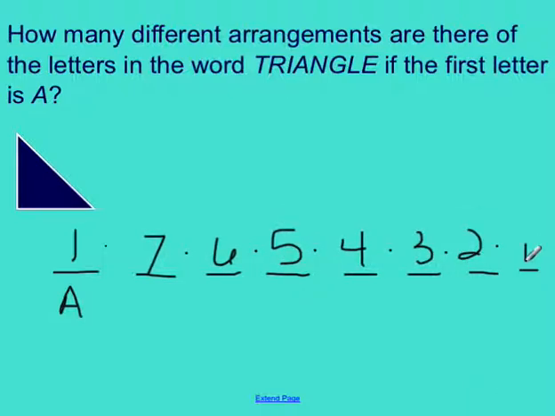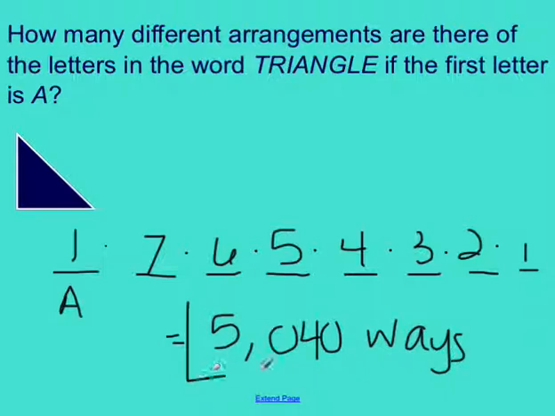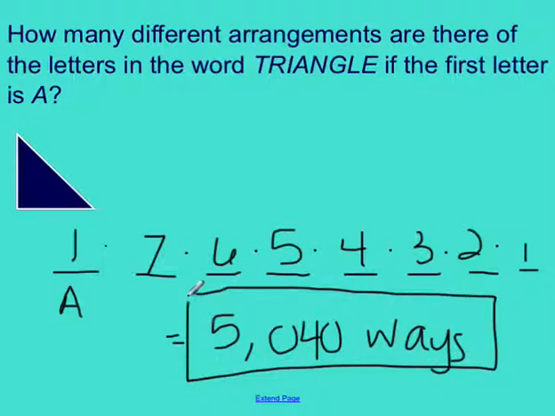So really, now that we said the first letter has to be A, we don't have that first one being 8, it's 1. So when we multiply in our calculator, it's really 7 times 6 times 5 times 4 times 3 times 2 times 1. And when you multiply all of those together, you get 5,040 different ways that you can arrange the word triangle if the first letter has to be an A.